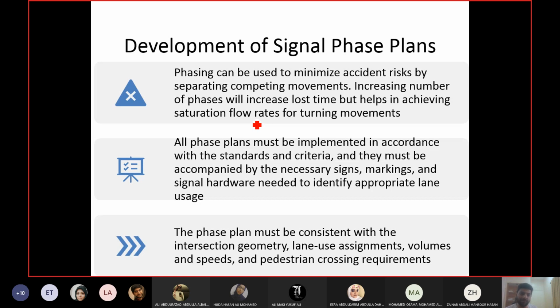Like everything in this world, increasing the number of phases has an advantage as well as a disadvantage. The advantage is safety.